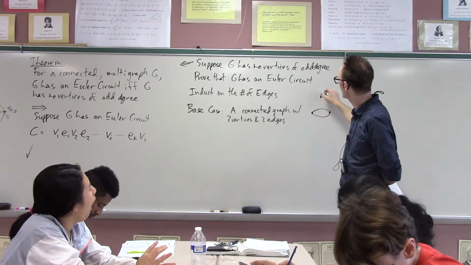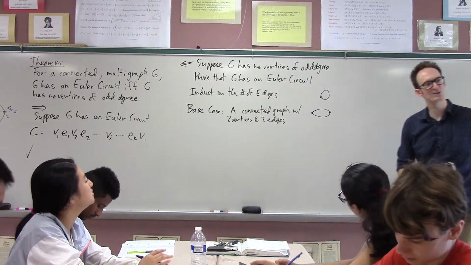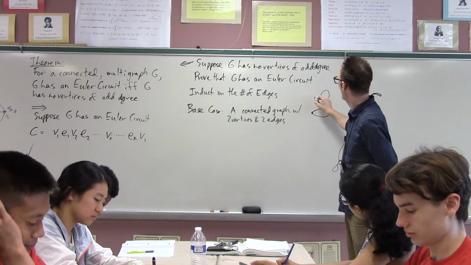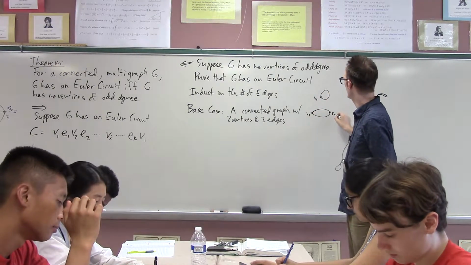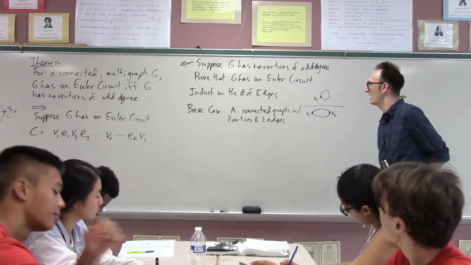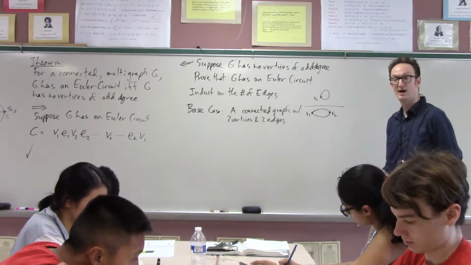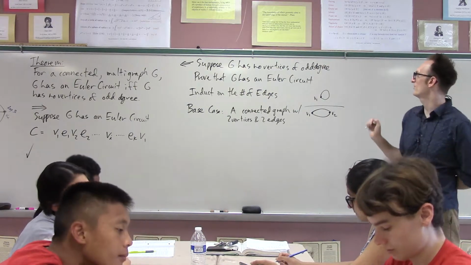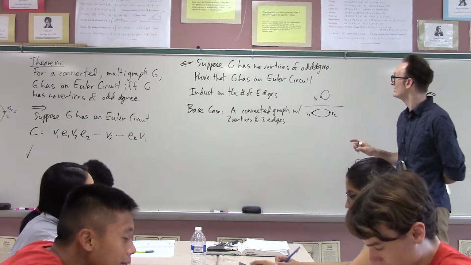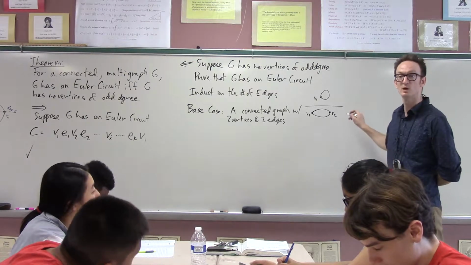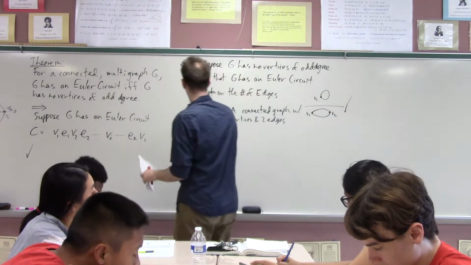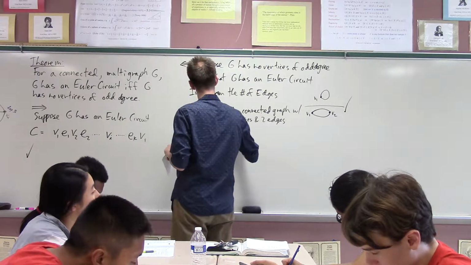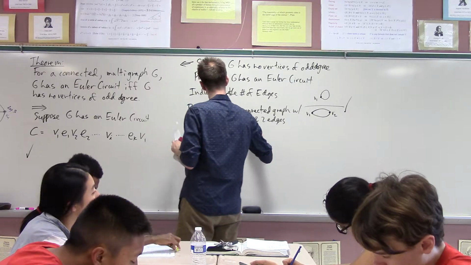That's good. Okay, there are two base cases. There's this one, and this one. Do we all agree that both of these base cases are graphs that satisfy the conditions of the theorem? There are no vertices of odd degree, and there just is an Euler circuit in each case. Cool. Okay. So now inductive hypothesis.